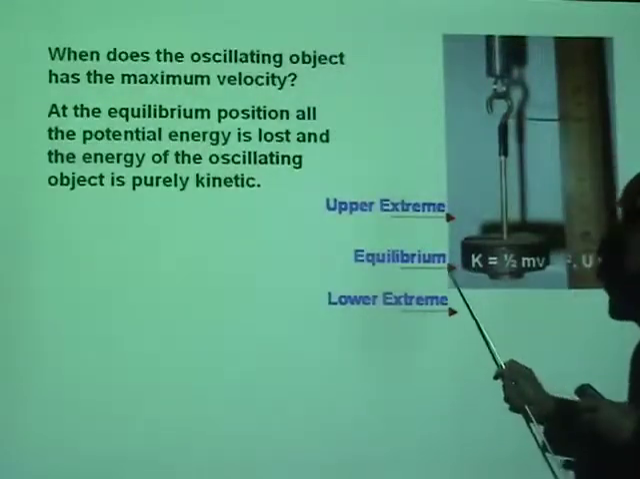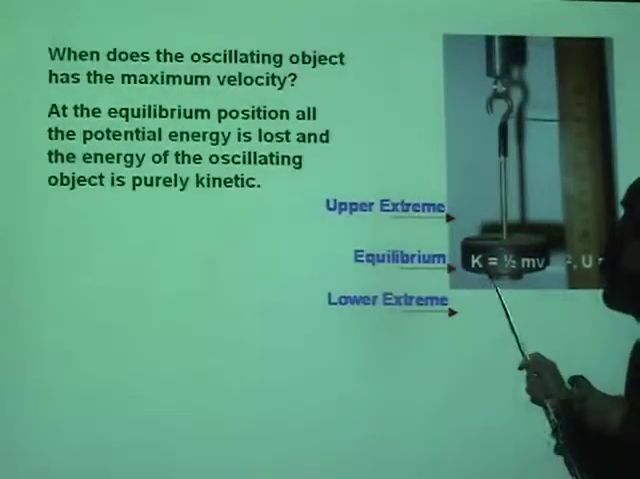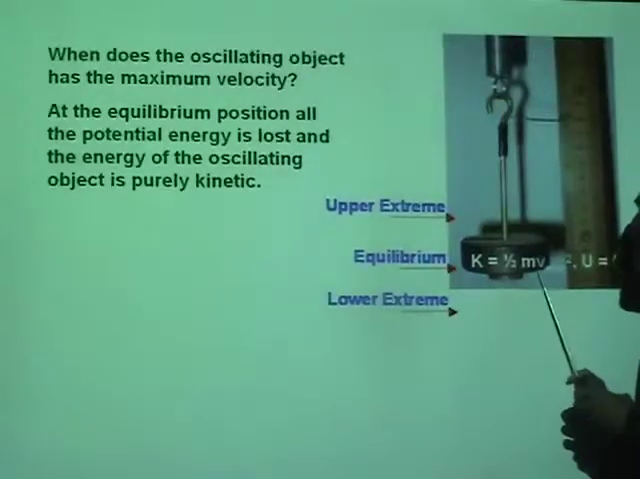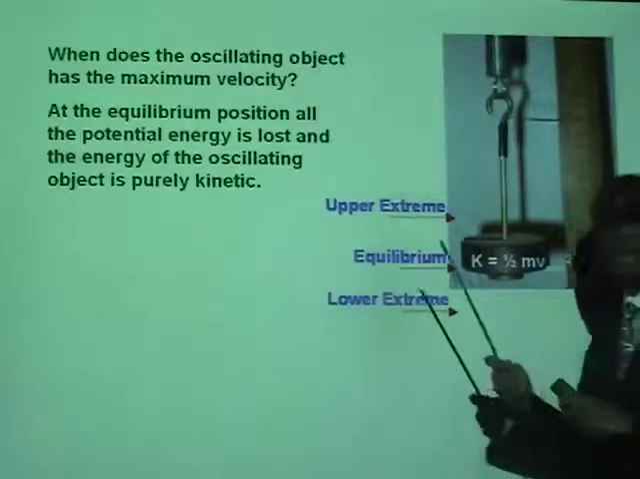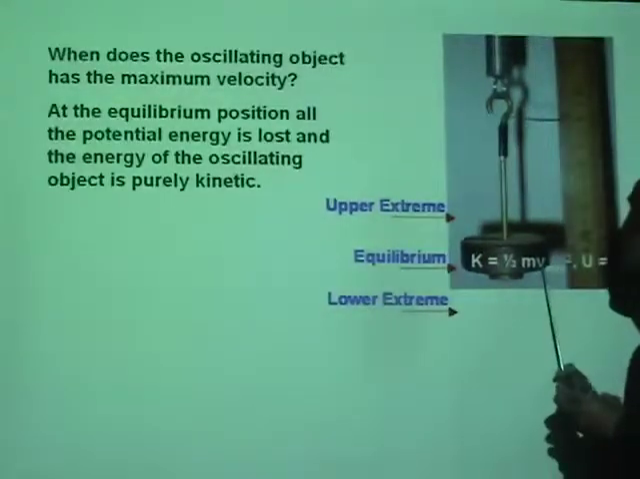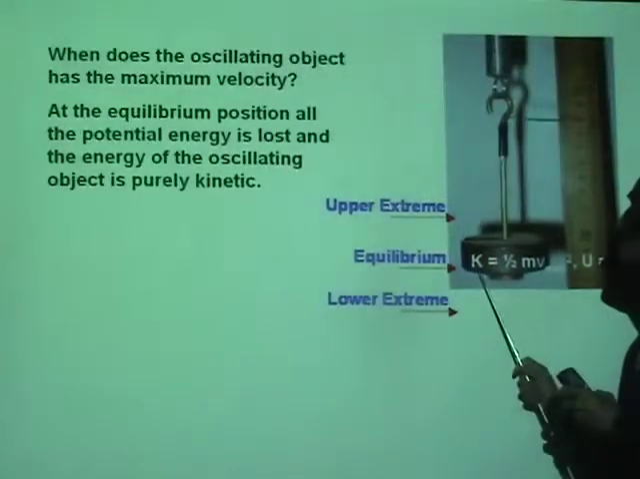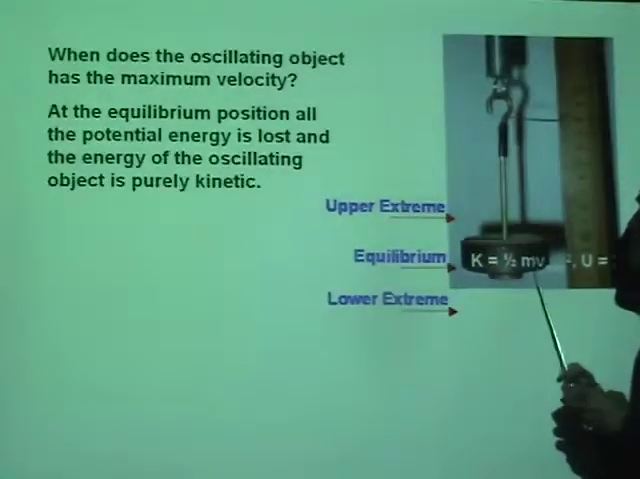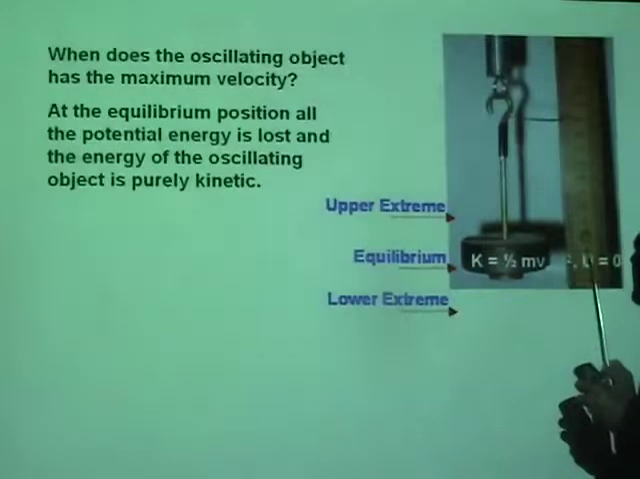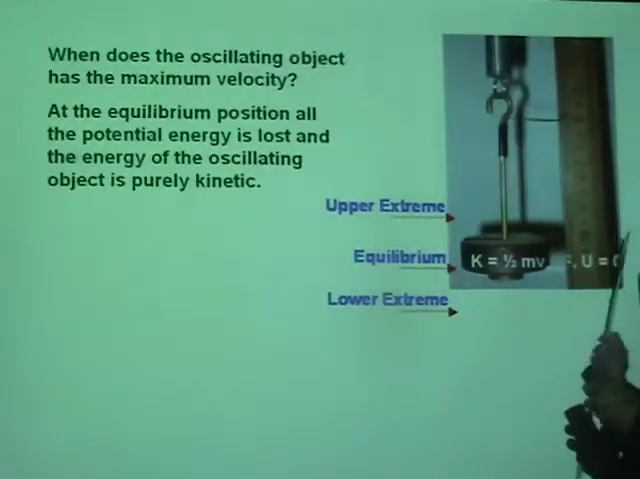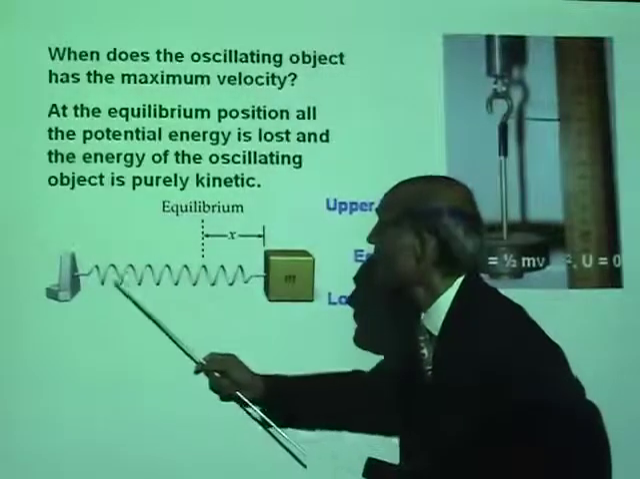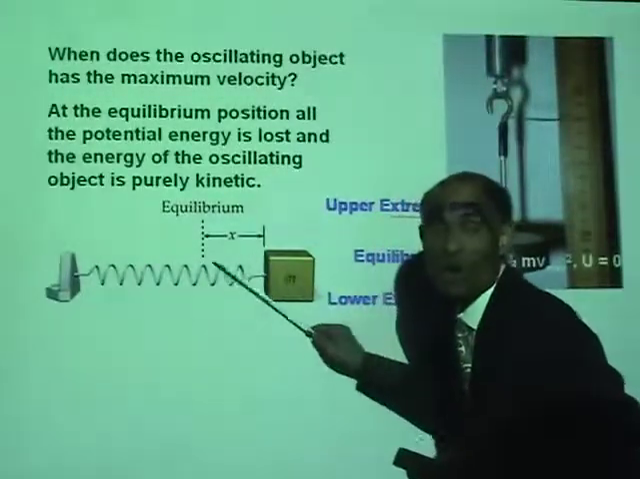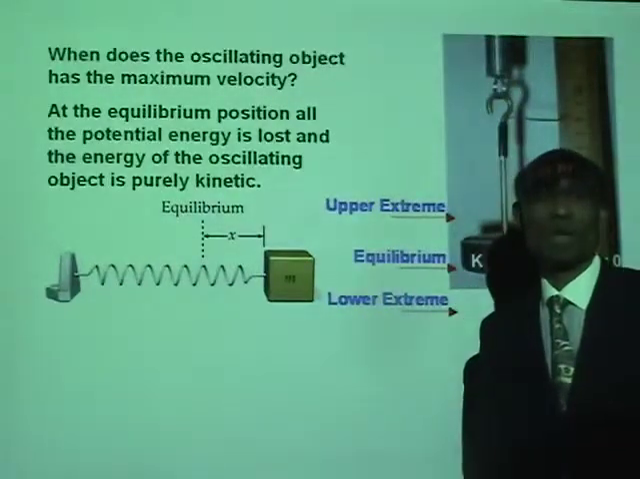So look at this. At the equilibrium, kinetic energy is 1/2 m v max squared. Look at the way I wrote the velocity. The velocity at the equilibrium has the maximum value, so I wrote V sub max. Kinetic energy is 1/2 m v max squared. Potential energy is 0. So, this is the same case for the horizontal oscillation as well.